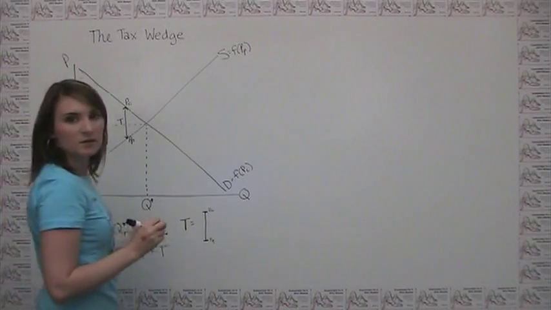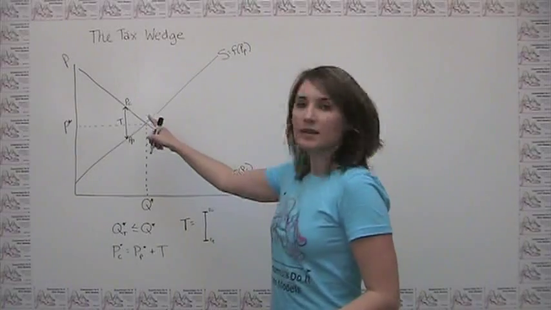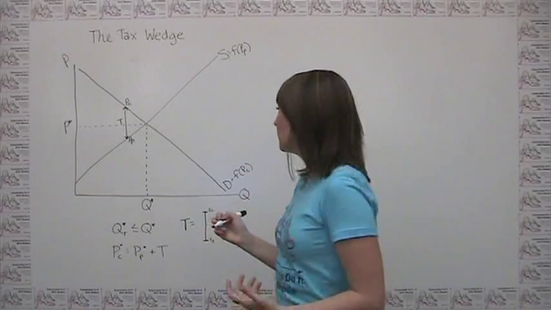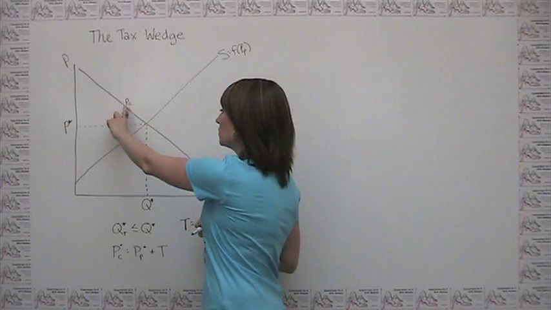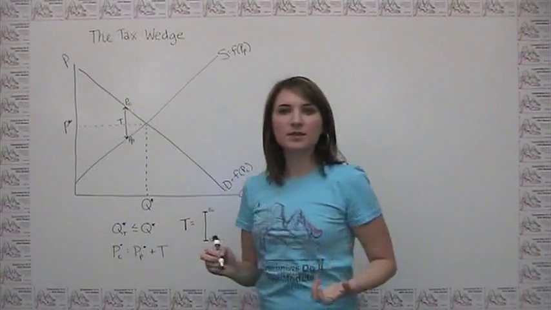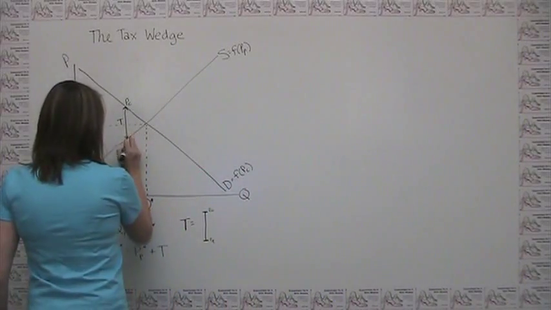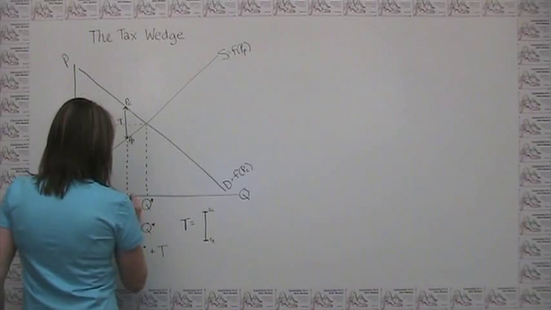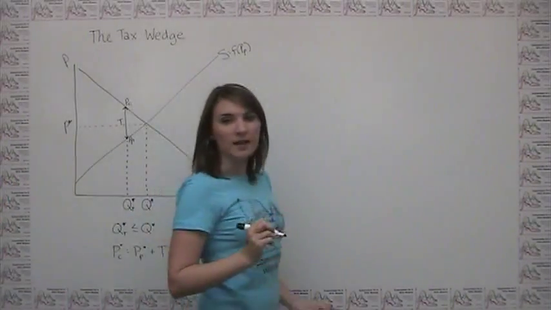So this gives us our new equilibrium, and it really is that simple. This tells us everything that we need to know. If this is the point at which the price to the consumer and the price to the producer differ by exactly the amount of the tax, then this point has to be the equilibrium quantity when the tax is put in place.